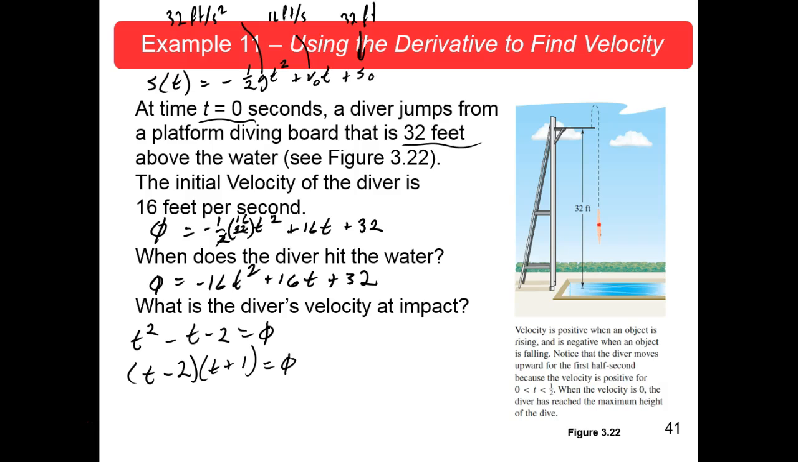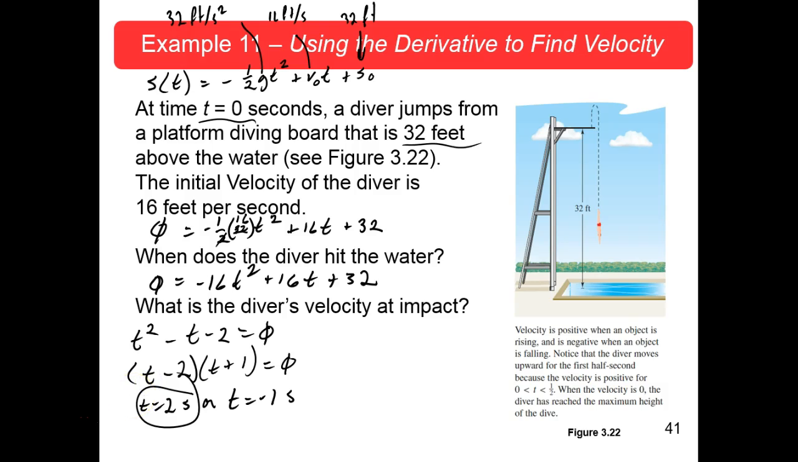Now, what does this give you? T equals 2 seconds, or t equals negative 1 second. Okay? Yeah, I think he hits the water after he jumps off the board, not before he jumps off the board, okay? So we'll say 2 seconds later, he hits the water.